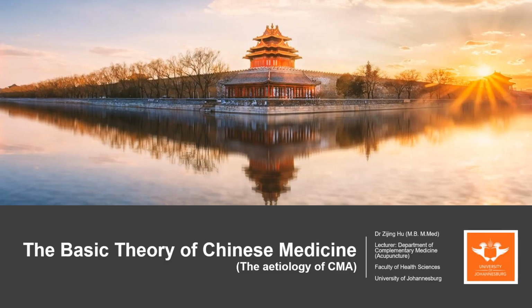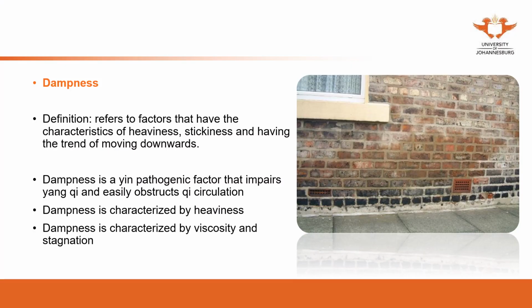Hello everyone. In this video, we are going to talk about dampness. Dampness is another exogenous pathogen. On the definition, dampness refers to the factors that have the characteristics of heaviness, stickiness, and having the chance of moving downwards.